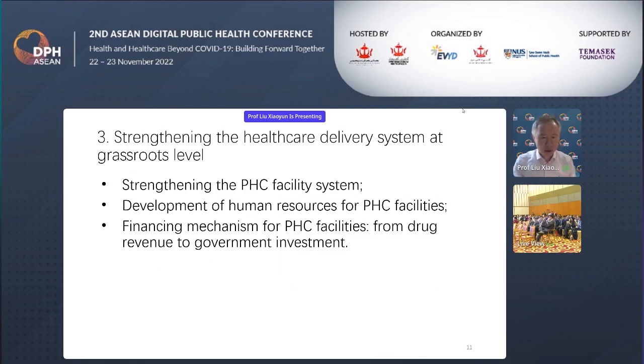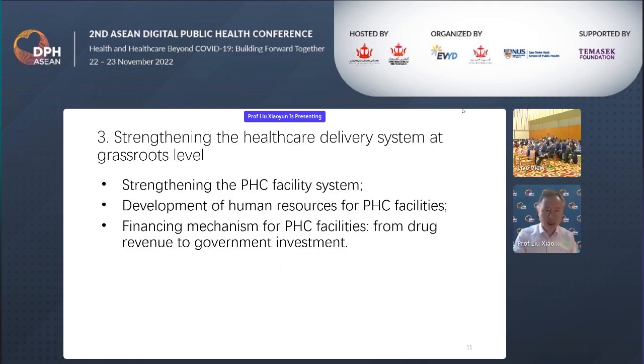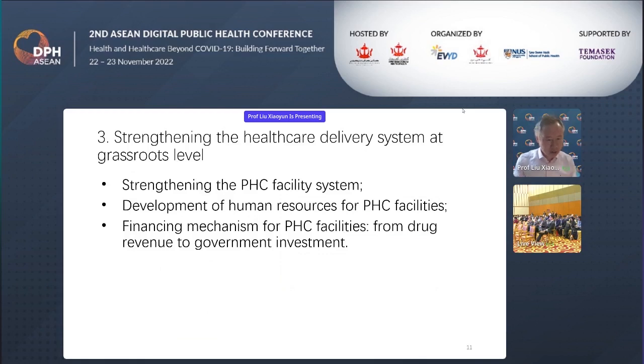And financial mechanisms, because of the zero markup policy, the primary care facilities no longer have financial incentive from drug sales. As a shift, the government took the main responsibility to finance the primary healthcare facilities. So within this background, the primary care facilities do not have strong financial incentives to sell drugs, to provide health services, but at the same time, their incentives, their motivation to provide clinical service are also somehow declining.